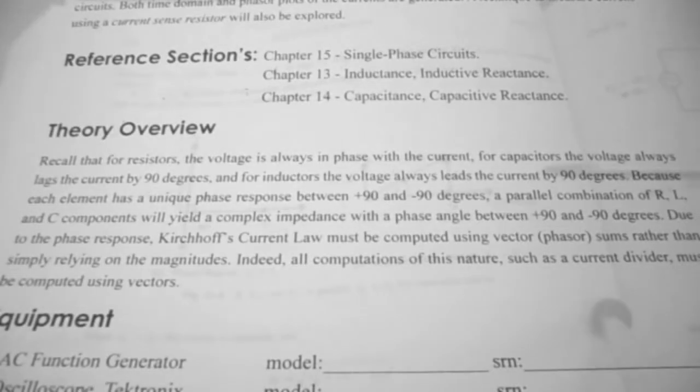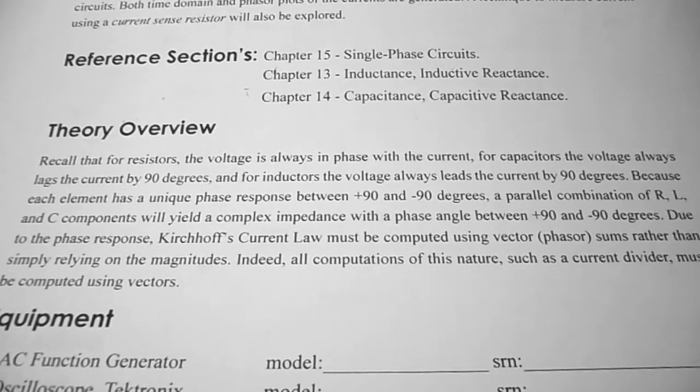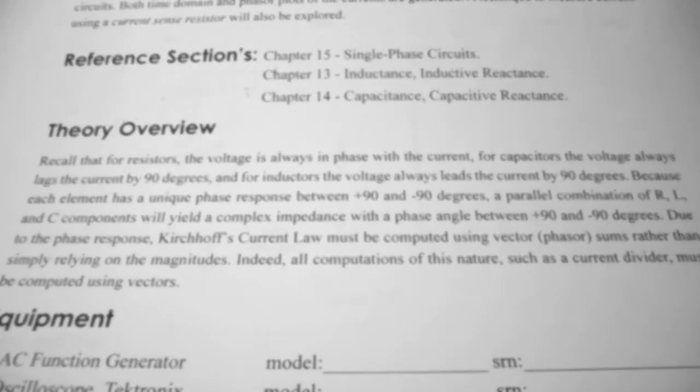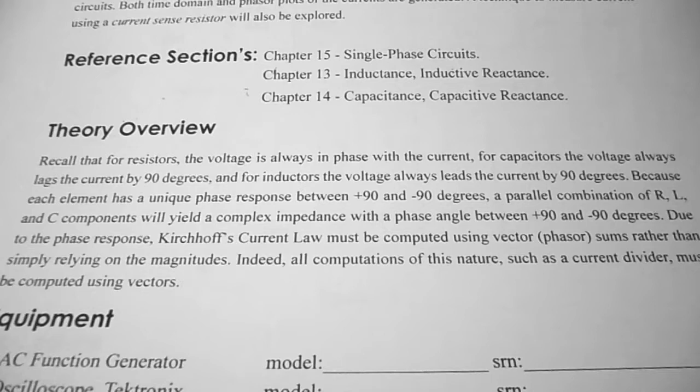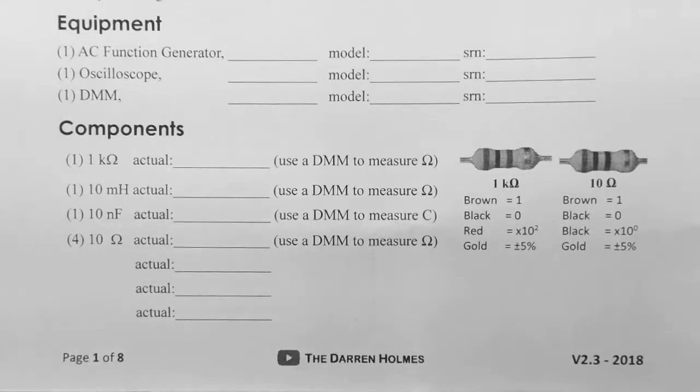In the theory overview, we have to recall that for resistors, the voltage is always in phase with the current. For a capacitor, the voltage always lags the current by 90 degrees, and for inductors, the voltage always leads the current by 90 degrees. It says due to phase response, Kirchhoff's current law must be computed using vector or phasor sums rather than simply relying on the magnitudes.